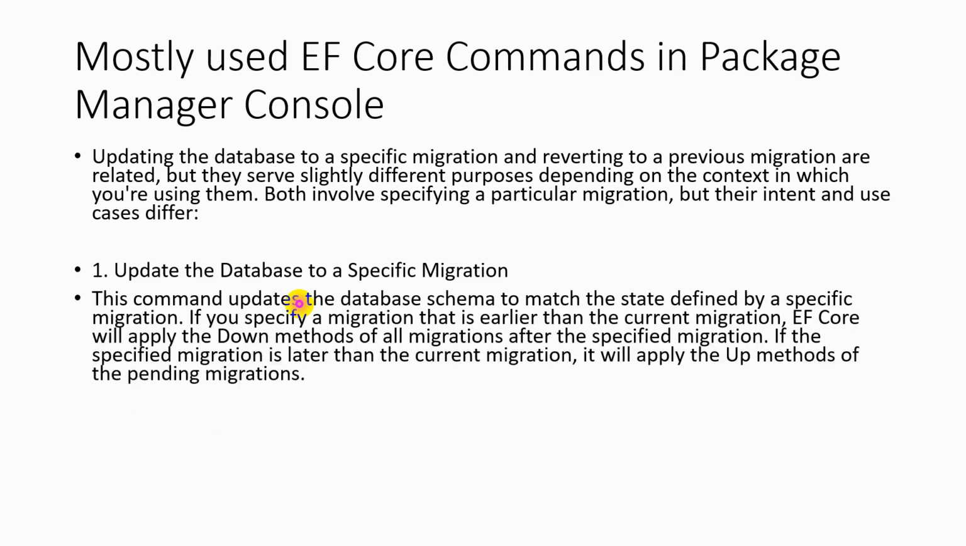Update database to a specific migration. This command updates the database to match the state defined by the specific migration. If you specify a migration that is later than the current migration, that means your database migration version is a previous version and you are moving to the next version, so EF Core will apply the Up scripts. And if a migration is already applied, then EF Core will apply the Down methods of all migrations after the specified migration.